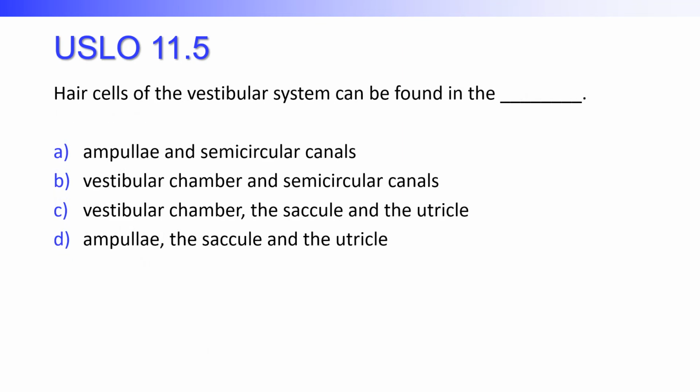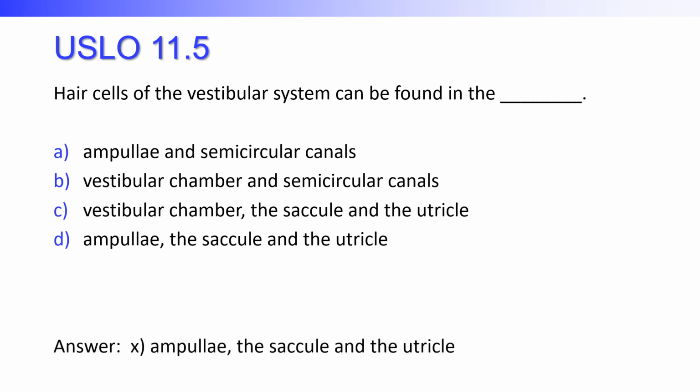Hair cells of the vestibular system can be found in the ampulla and semicircular canals, vestibular chamber and semicircular canals, vestibular chamber, the saccule, and the utricle, the ampulla, the saccule, and the utricle. And the answer is that the hair cells are found in those specialized structures known as the ampulla, the saccule, and the utricle.